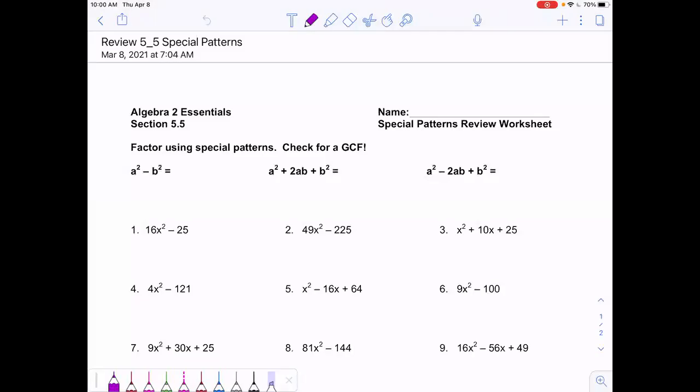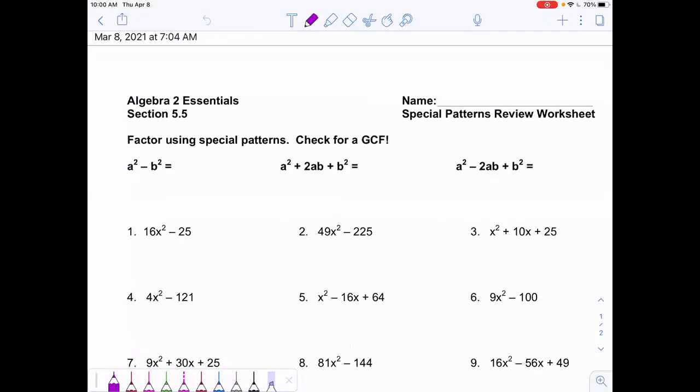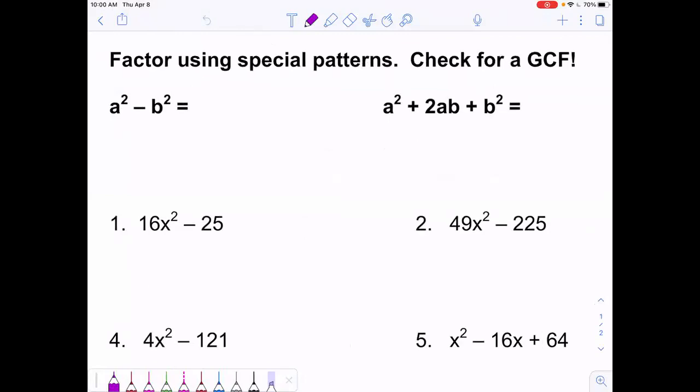And before I hand this over to Mr. King, we're going to just fill in those top 3. And that might help you remember if it's 2 terms versus 3 terms.